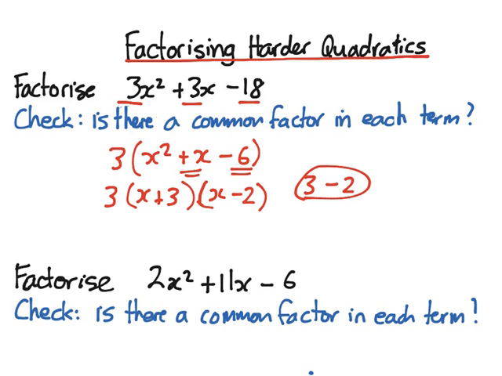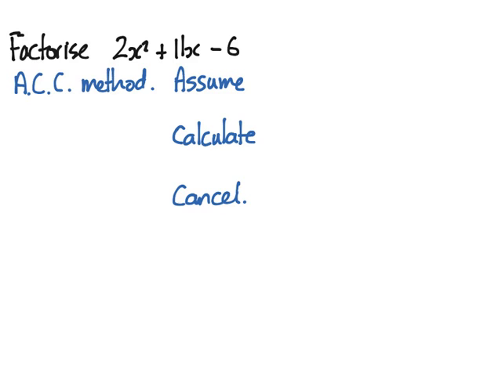By looking at the next one, is there a common factor in each term? 2 will not fit into 11, so there's not a common factor in each term, so we need a new method. This method is called the ACC method. It means assume, calculate, cancel.